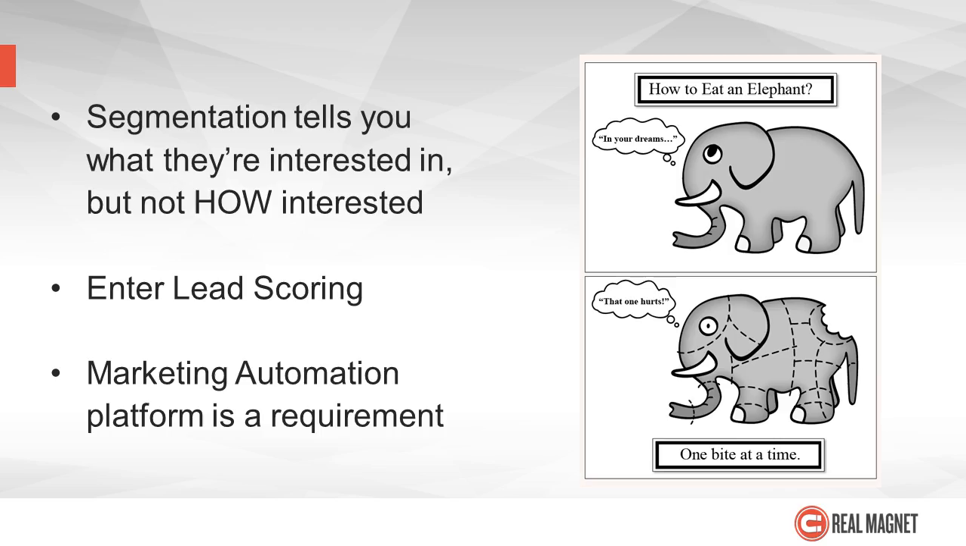So, again, it's all about targeting and relevant information. Segmentation is a foundational piece of that targeting. Now, segmentation is really important, and it can tell you what people are interested in, but it doesn't tell you how much they're interested in that topic. And that's where lead scoring comes in.